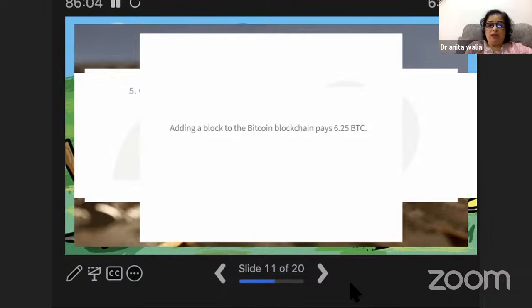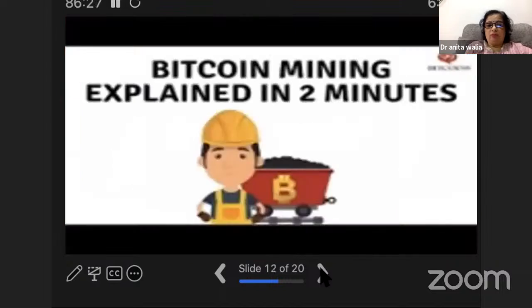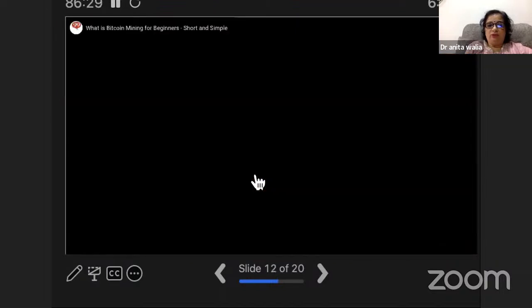In short, mining and forging means doing the work of adding a transaction to the block, adding a block to the blockchain after validation or getting acceptance from the other members in the community. So the miners and the forgers are then paid in cryptocurrency for their work, as an incentive to do the work of building a block in the blockchain. So this is called mining. I'll explain this with the help of a video.